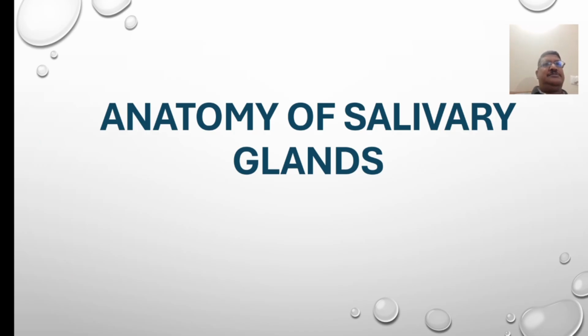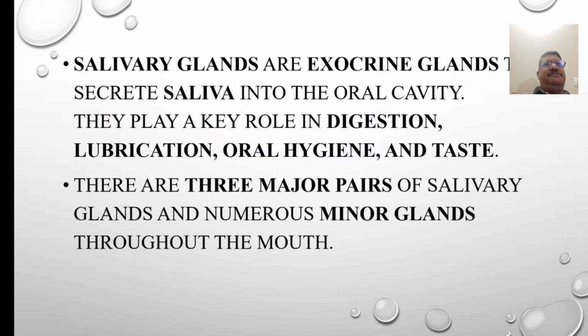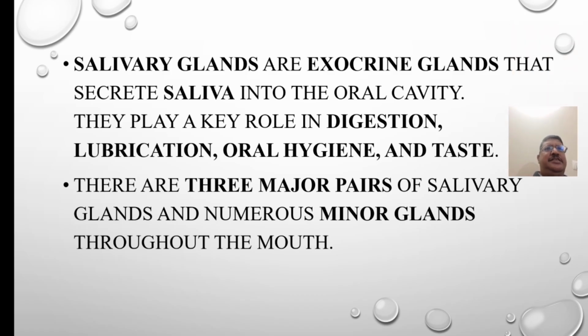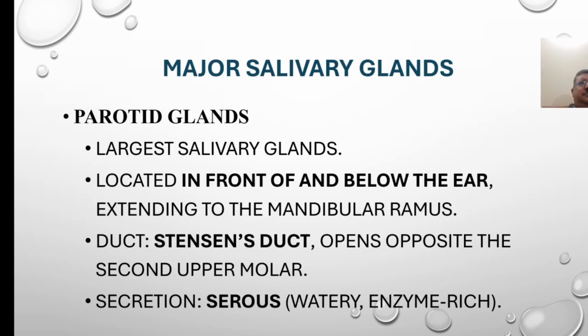Anatomy of salivary glands. Salivary glands are exocrine glands that secrete saliva into the oral cavity. They play a key role in digestion, lubrication, oral hygiene, and taste. There are three major pairs of salivary glands and numerous minor glands throughout the mouth.